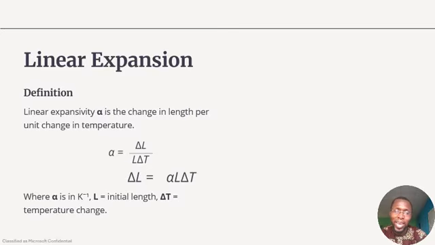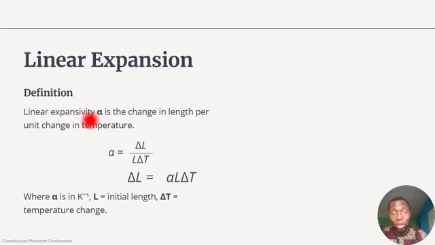The first one is linear expansion. When you subject a solid substance, especially maybe a metal, to heat, it tends to expand linearly. That means in one dimension. So, what is the definition of linear expansion? In terms of the concept, we call it linear expansivity, and we use this Greek symbol called alpha to represent it. This symbol here is called the alpha symbol, so it represents linear expansivity.